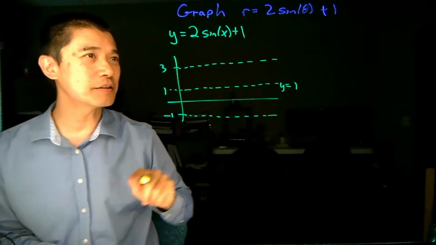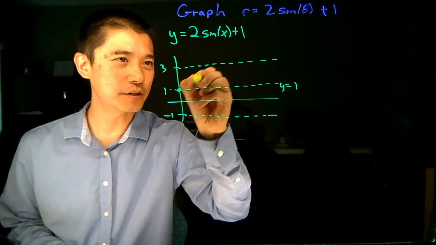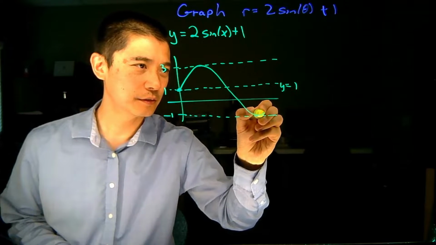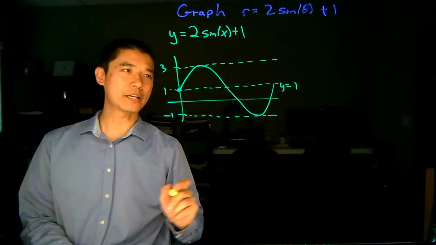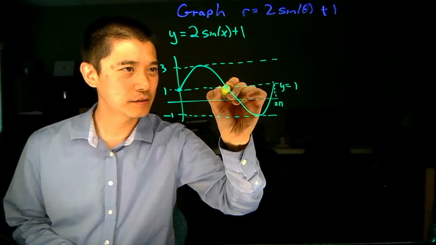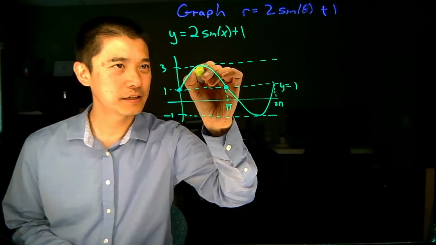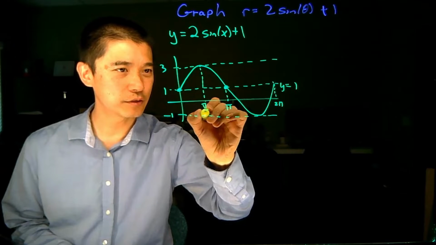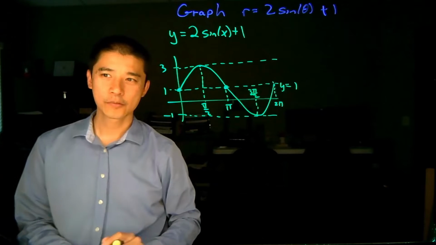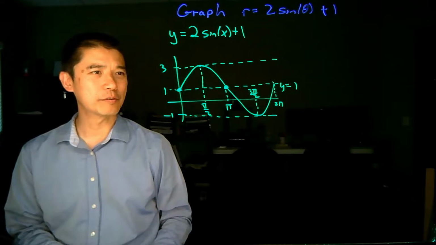And this is a positive sine function, so it starts at the midpoint. It's going to go to the peak, back down to the middle, to the bottom, and then back up to the middle again. We know that right there, that's going to be 2 pi. Right there is pi. That's pi over 2. And that one is 3 pi over 2. So this is our setup. This is where we're starting from.